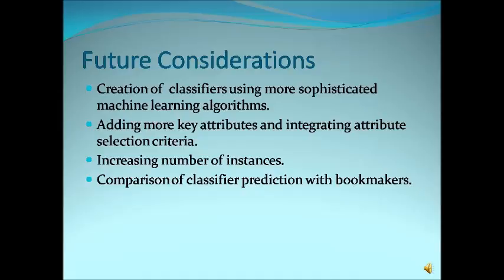Thirdly, increasing the number of instances used. For this project, we have used 342 instances. Increasing the instances to over 1,000 might help improve the prediction accuracy on the match data set. And finally, the comparison of classifier prediction with bookmakers is the overall goal of this project eventually. So being able to produce a classifier with a prediction that can rival that of the bookmakers would definitely be the end game of this project.